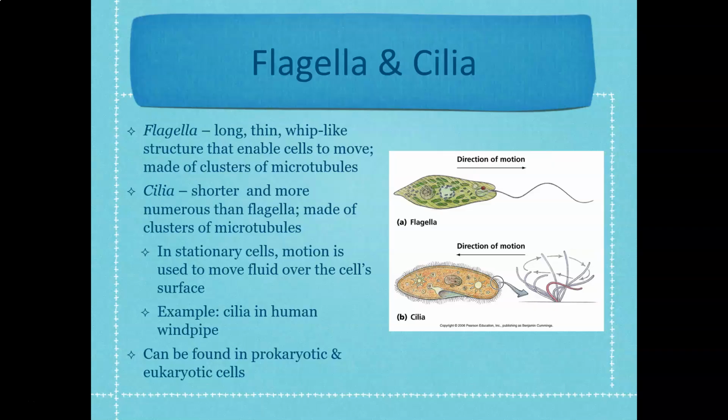When we look at your flagella, right, these are going to be these long, sort of whip-like structures. They are made of clusters of microtubules, and they are there obviously for cells to be able to swim around. Some cells can have a single flagella, some can have multiple flagella. Some of them will have them coming out of one location, some of them will be out of multiple locations. So it really just depends on the type of cell you're dealing with, right?